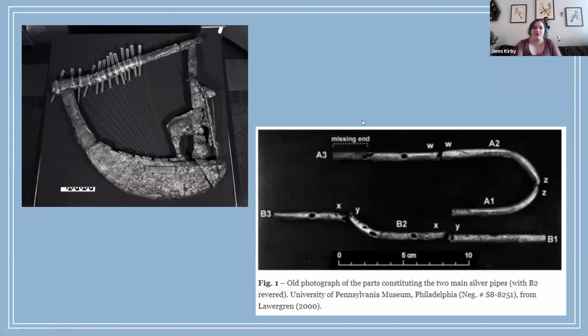And then over here on the right, we have a piped instrument. So this is presumably a flute or a reed instrument. We're not really sure, but it's a pipe made out of silver with different holes.